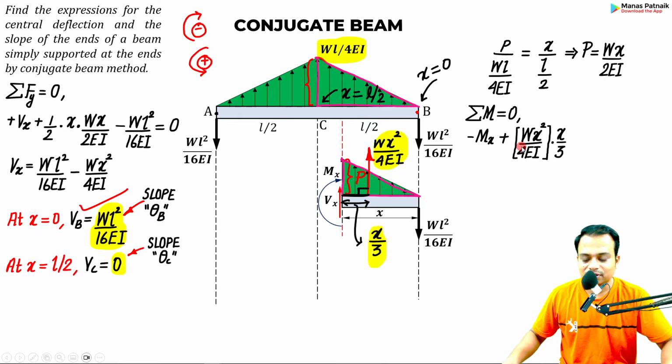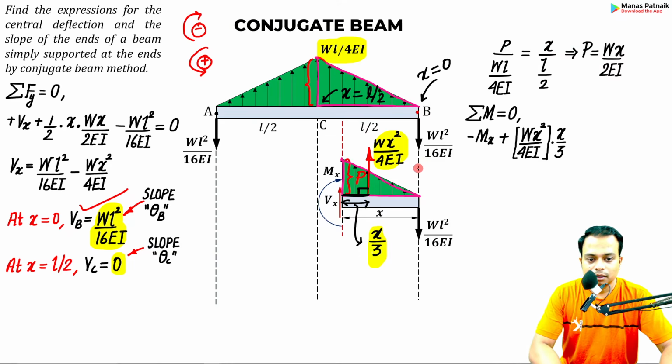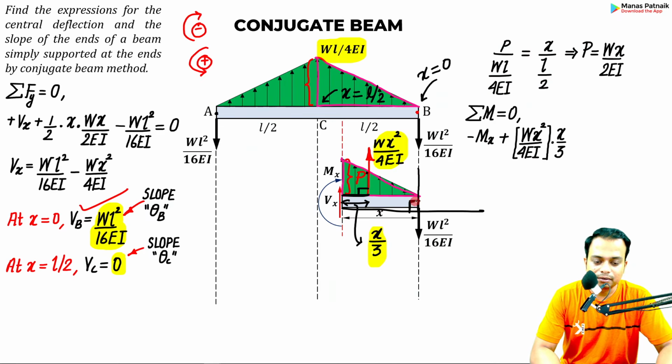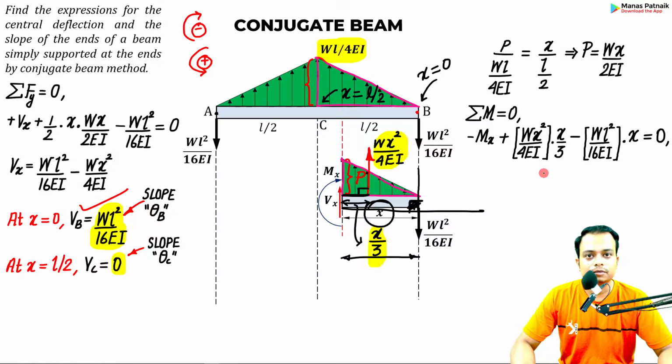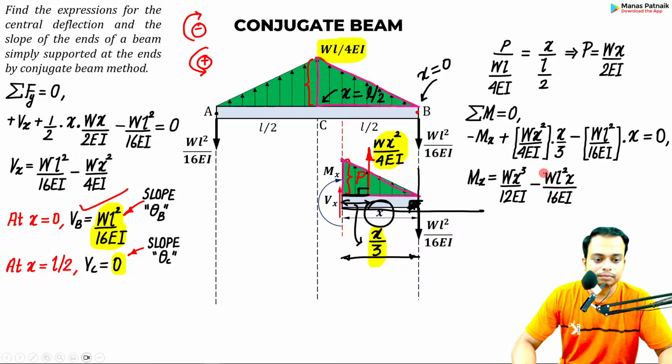Okay, and as far as this force is concerned, that is the force, and this is the perpendicular distance. How much is this distance? That's x. So WL square by 16EI into x. This is making a clockwise movement, negative sign. Keep Mx to one side of the equation and the rest to the other. You have the bending moment in terms of x.